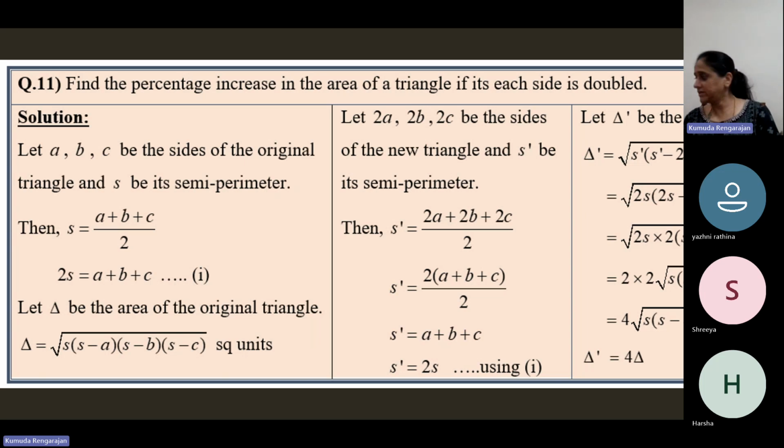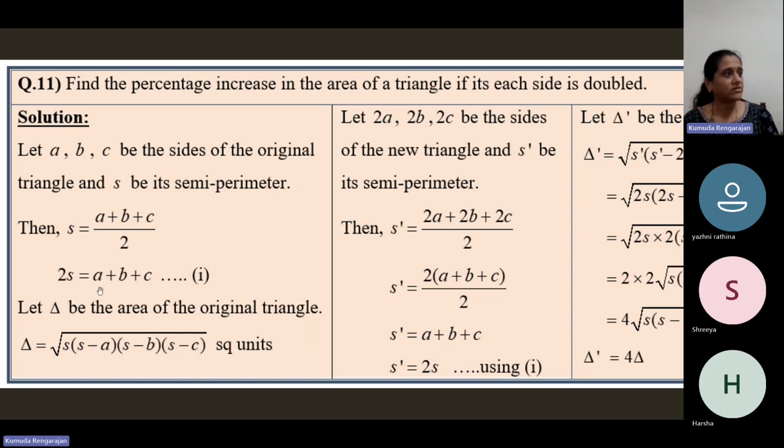Okay. So how do we begin the answer? Let A, B, C be the sides. Let S be the semi-perimeter. So semi-perimeter is A plus B plus C by 2. When you cross multiply, you get 2S is equal to A plus B plus C. We're just having that result for some reason. I'll tell you why later.